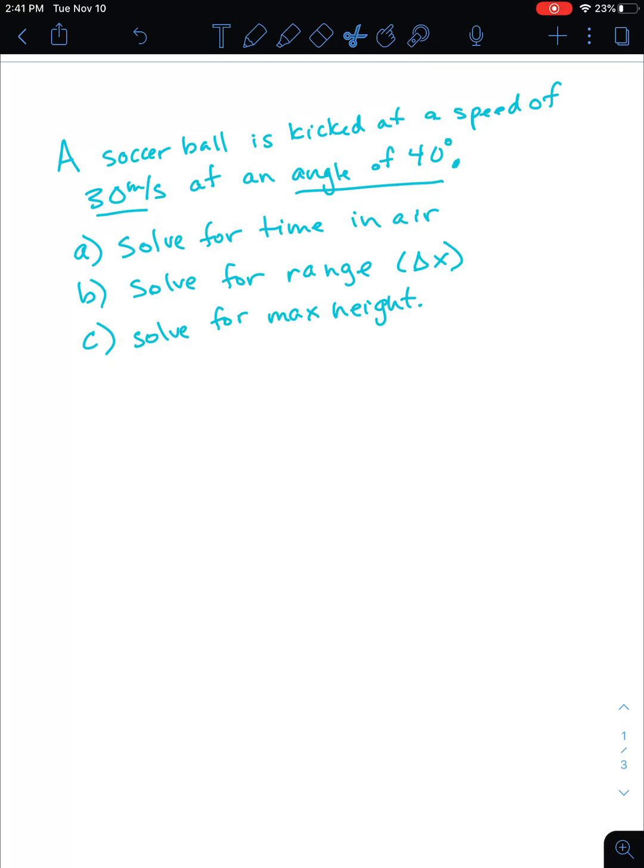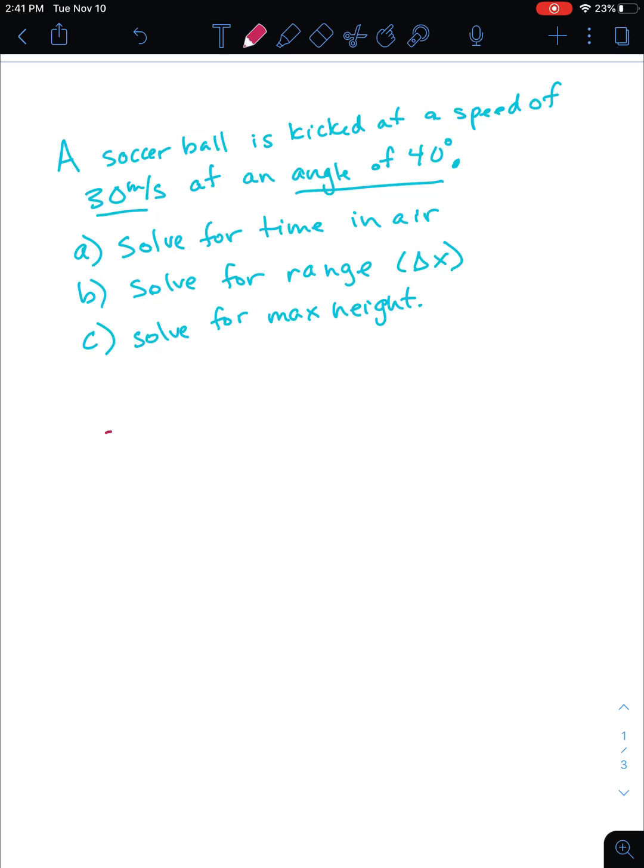I'm going to walk you through one more problem about something that is launched at an angle, for projectiles. This problem says a soccer ball is kicked at a speed of 30 meters per second at an angle of 40 degrees. The problem asks you to solve for the time in the air, the range, and the maximum height.